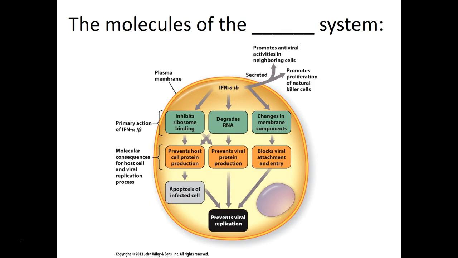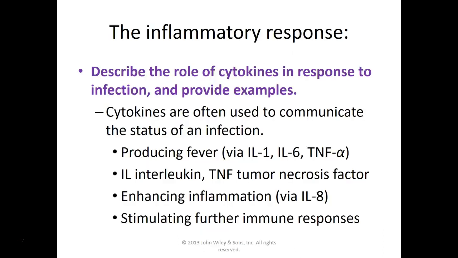Programmed cell death without inflammation, right? But we're going to stop the cycle of a virus, hopefully, with that. Cytokines, remember, are our chemical messages, right? So IL is interleukins. These are white blood cells talking to each other. TNF is tumor necrosis factor.